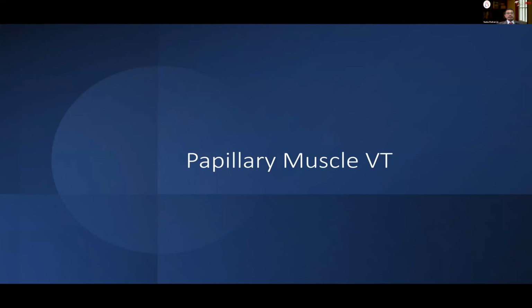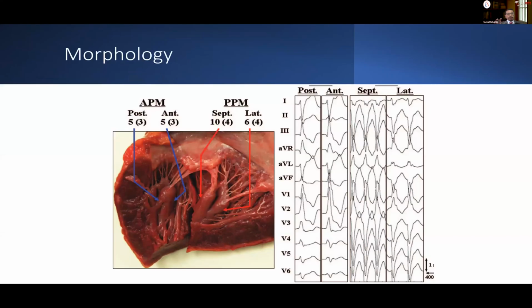And the next is another very difficult case, papillary muscle VT. The morphology is similar to ILVT, but has a wider QRS complex. So right bundle branch morphology and superior axis.